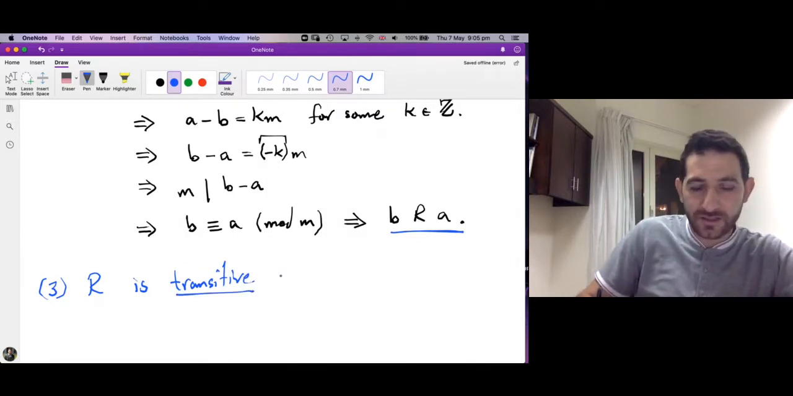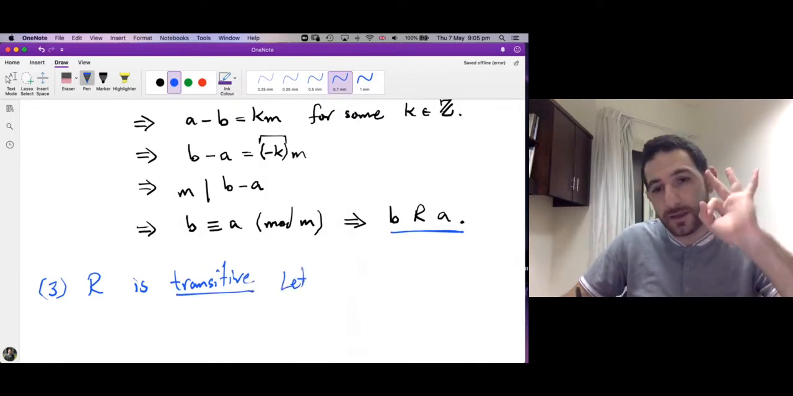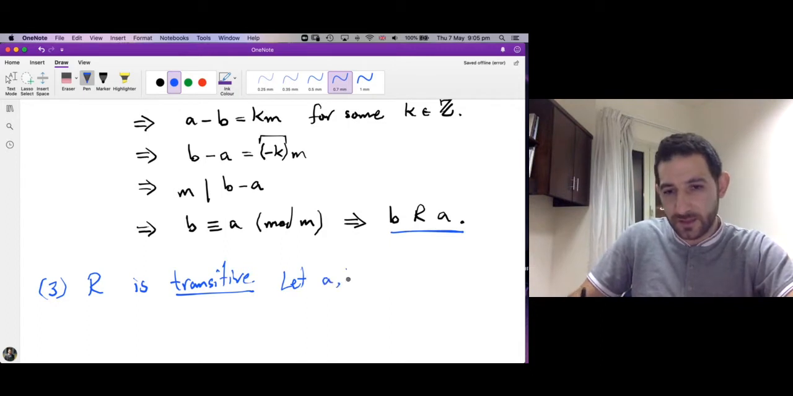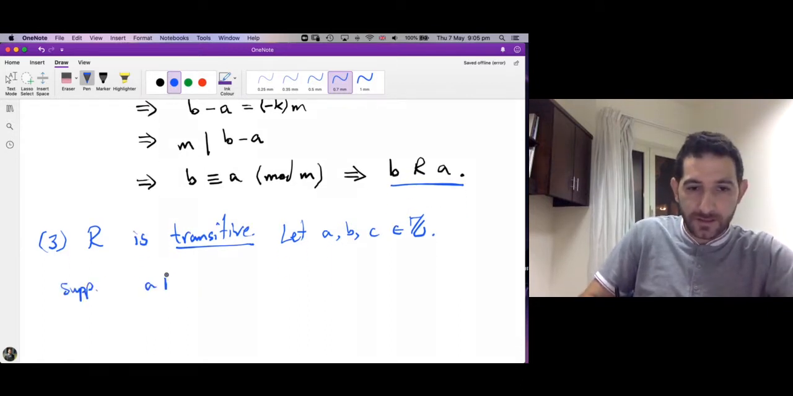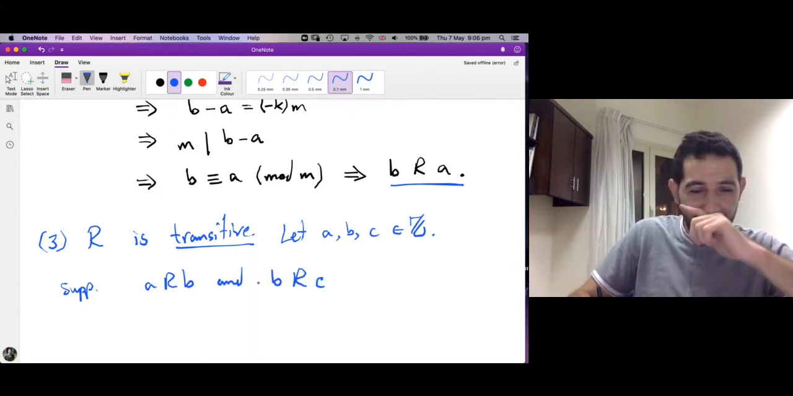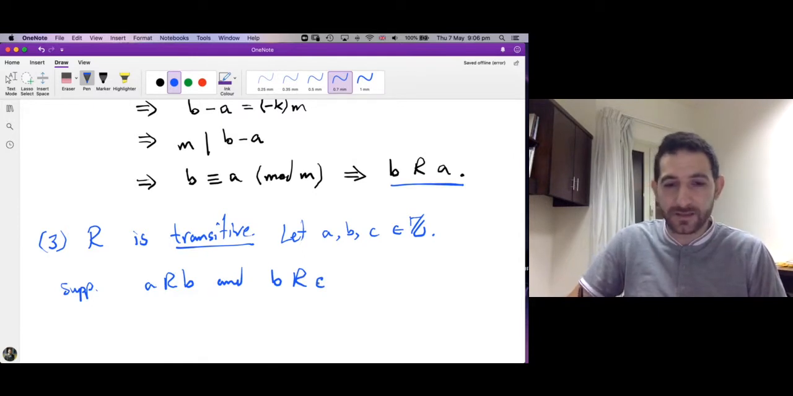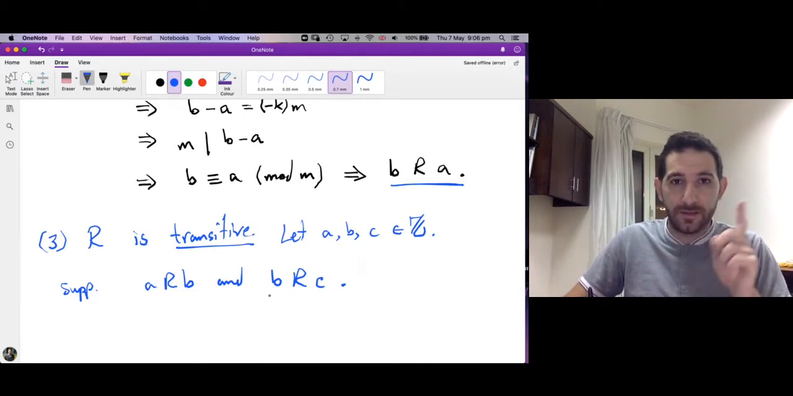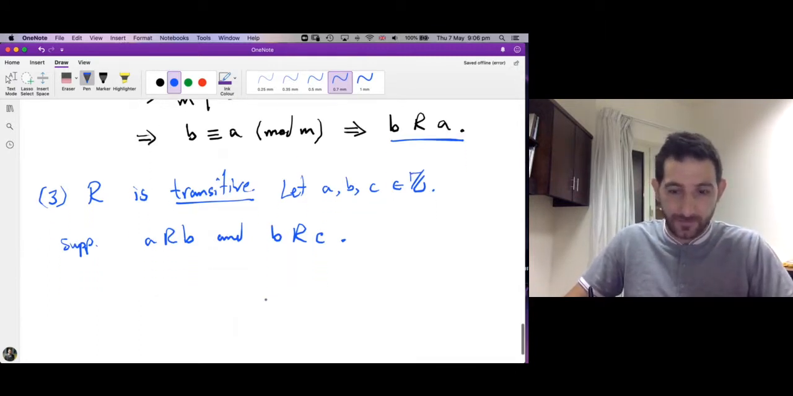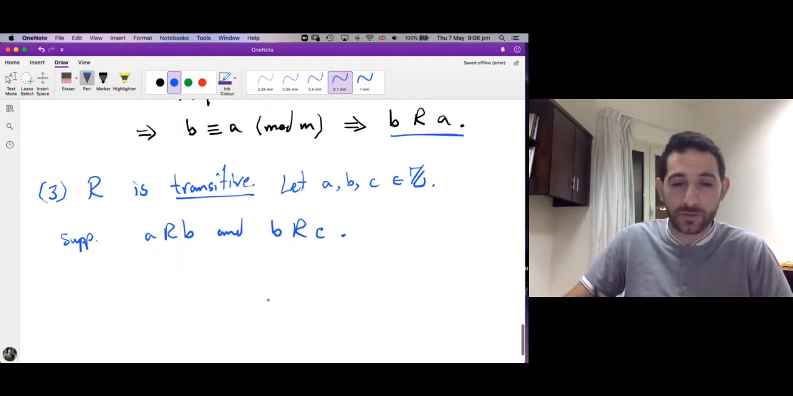How do you show a relation is transitive? You choose any 3 arbitrary elements in the set. So let A, B, C belong to Z. Suppose A is related to B and B is related to C. So the first is related to the second and the second is related to the third. We will show that the first is related to the third, that is A is related to C, which means that A and C are congruent modulo M.